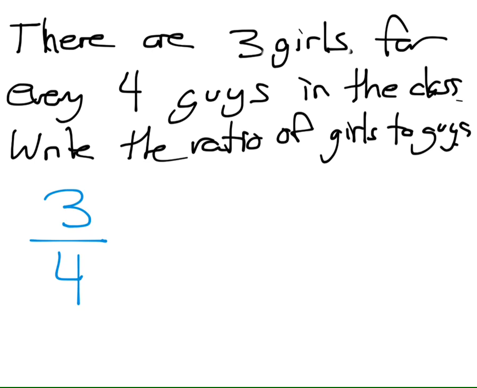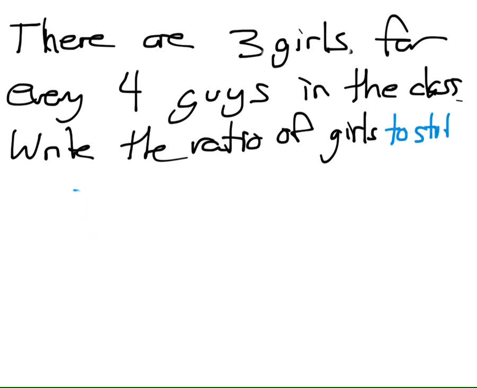Okay. If I said guys to girls, it would have been what? 4 over 3, right? So the order does matter here. Okay, that's the ratio of girls to guys in this class. For every 3 girls, there are 4 guys in the class, right? Let's say then instead, I said write the ratio of girls to students in the class. But this is the only information I give you. For every 3 girls, there's 4 guys. I want the ratio of girls to students.